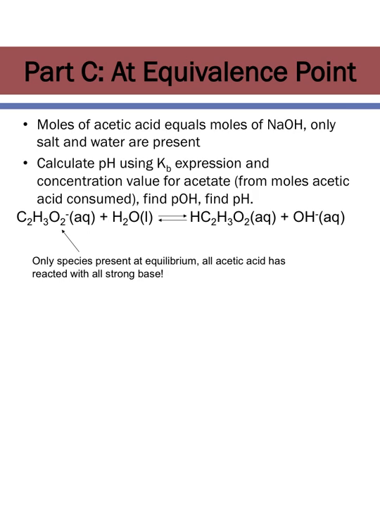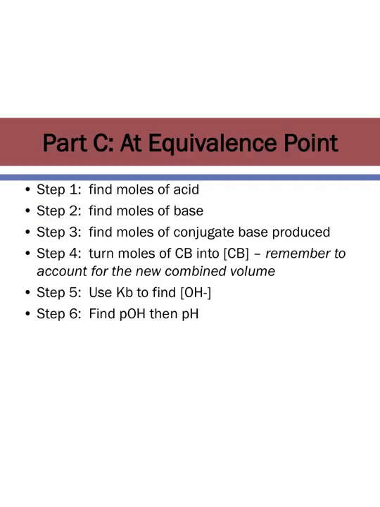And the thing that's going to be important here is how much acetate we have. If we know how much acetate we have, then we can do a Kb calculation because it's acting as a base, so we need to do Kb. And then we can find OH, pOH, and pH.